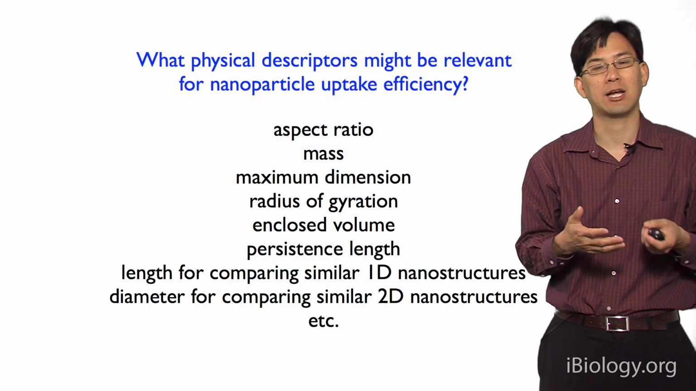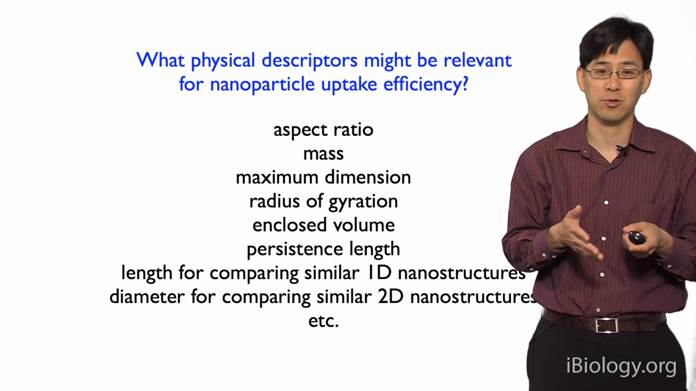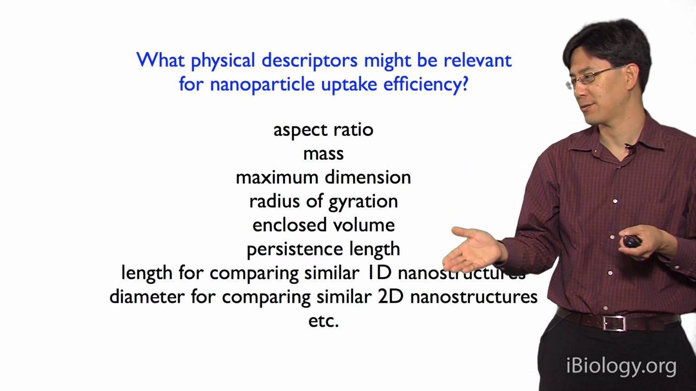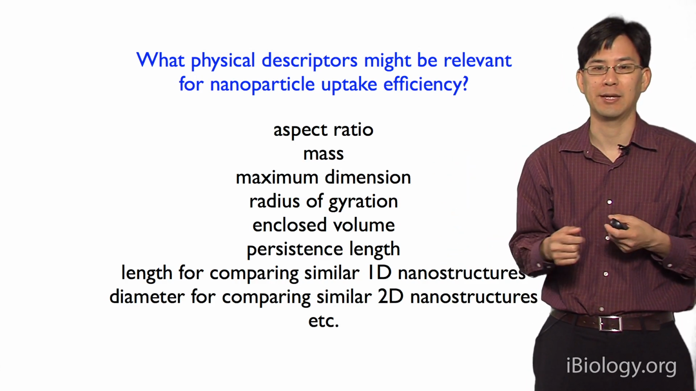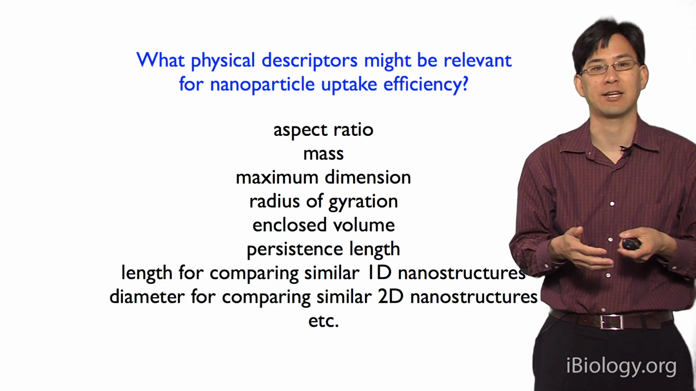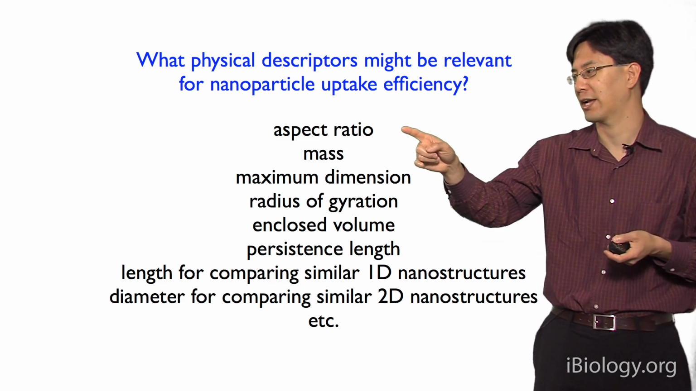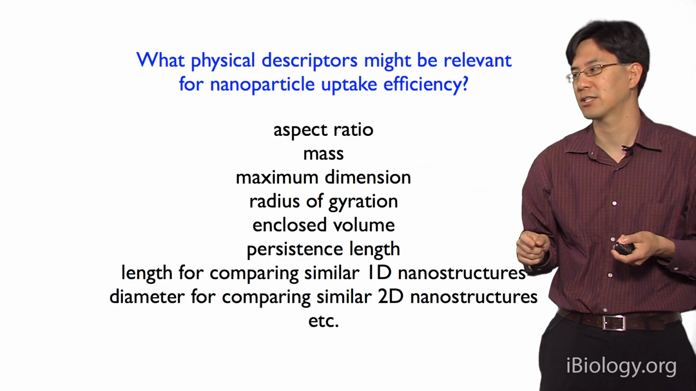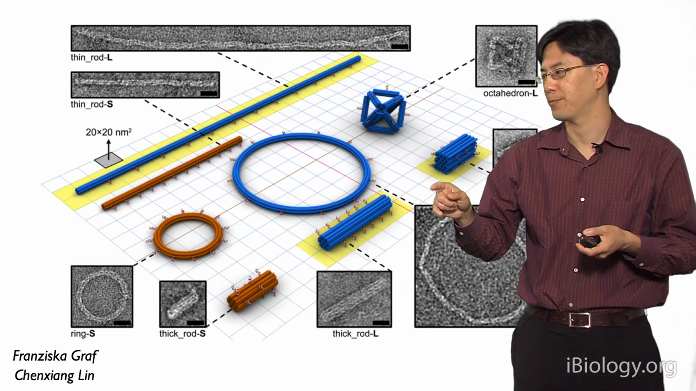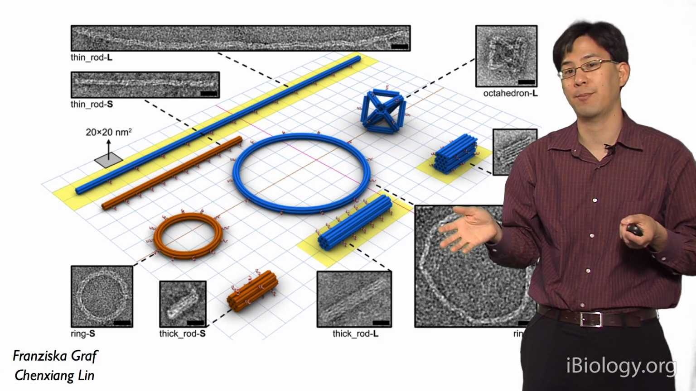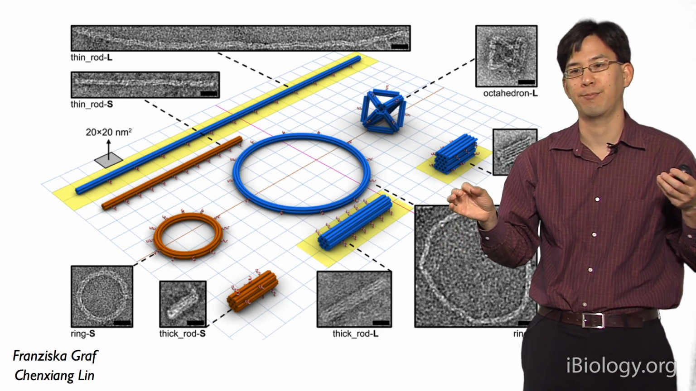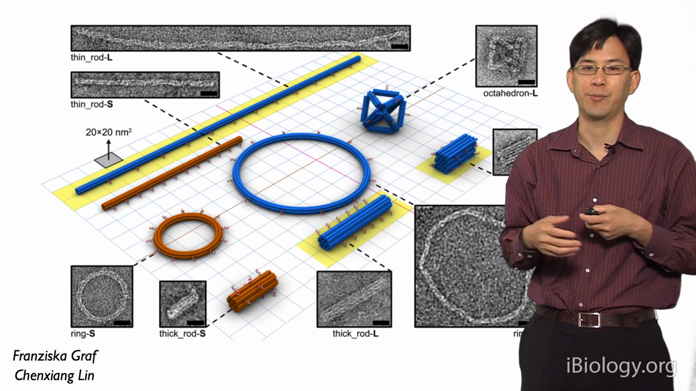How does the shape of DNA origami affect their tastiness to these cells? If you think about it, you could come up with a long list of potential descriptors that might make a difference, and it would require a very systematic study to look through all of these. But we just started out with a pilot study looking at aspect ratio. We wanted to ask the question: if we have a bunch of particles of the same mass, but made in different shapes, what would be the relative uptake?